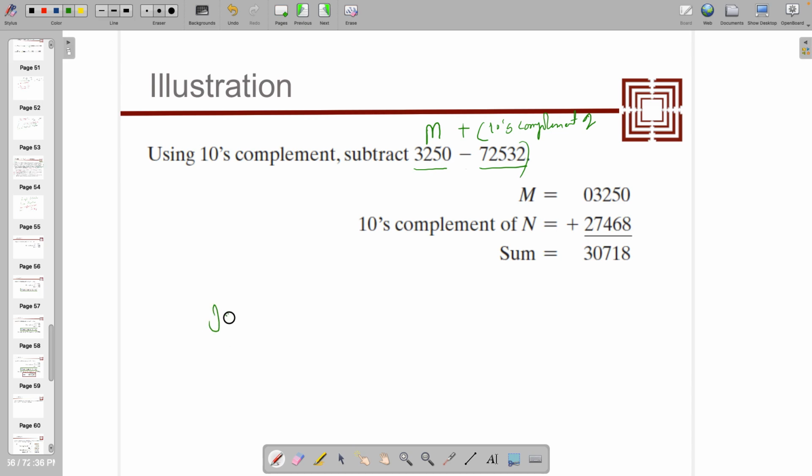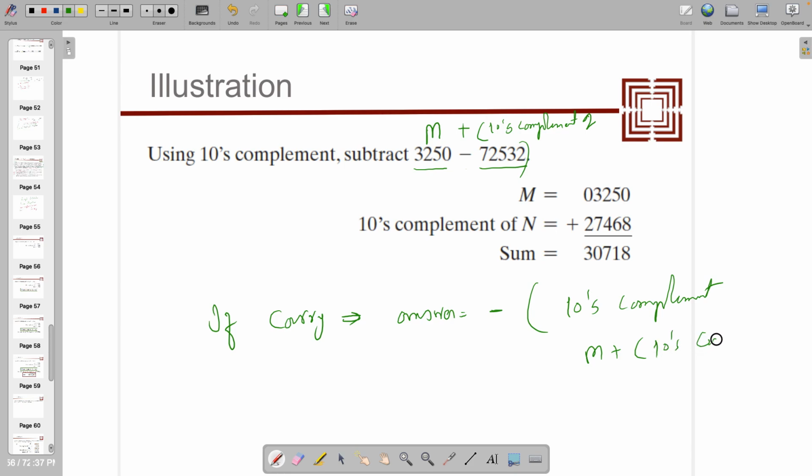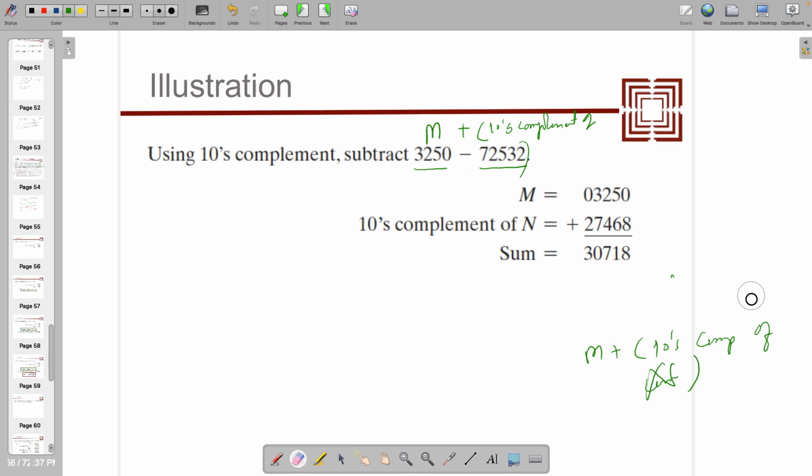One more thing: if carry is there, then the answer is minus and the 10's complement of whatever you got. Okay, addition of M plus 10's complement of the number. This is what we need to do. So if this is the case, let's follow the rule.